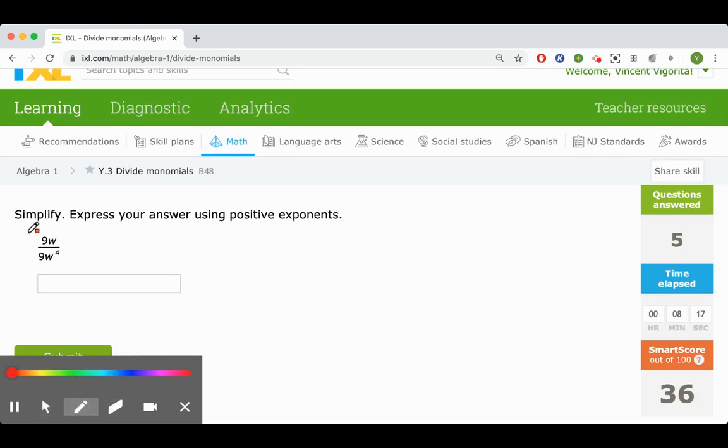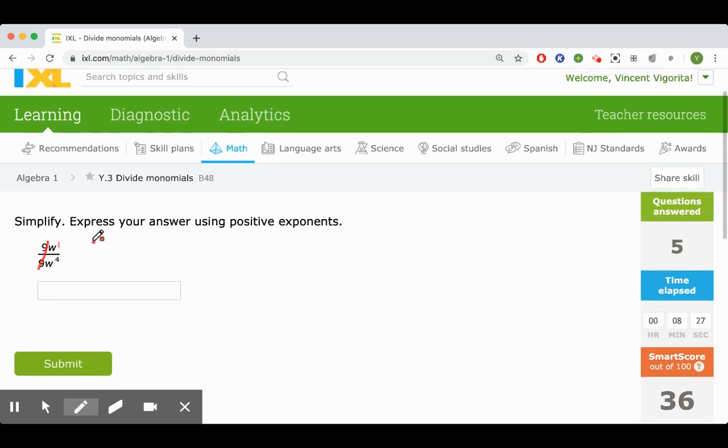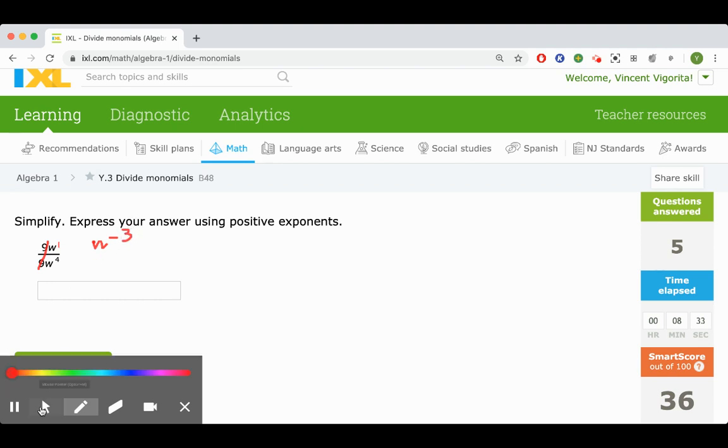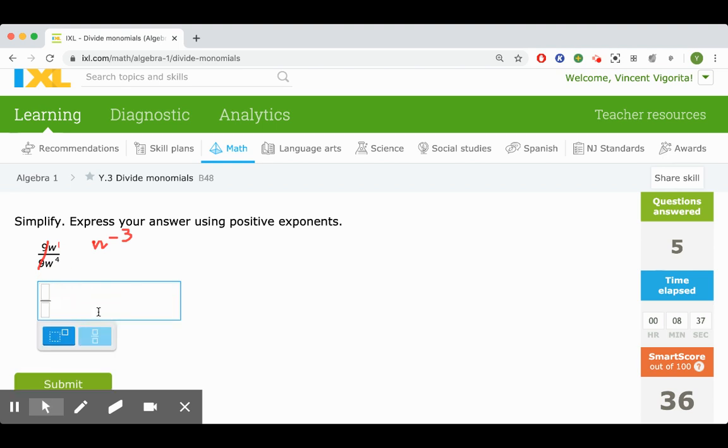Sometimes you can do this. 9 over 9, okay, that's gone. w, give that a 1. 1 minus 4, that's w to the negative 3. And you have to make that a positive exponent. So in the denominator, you have w to the power of positive 3. And if there's nothing above, you put a 1 there.